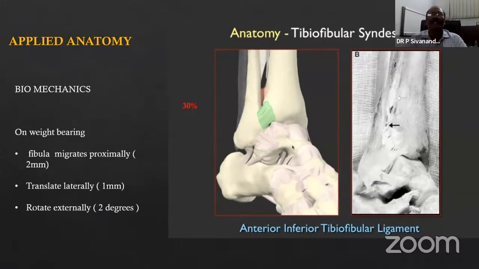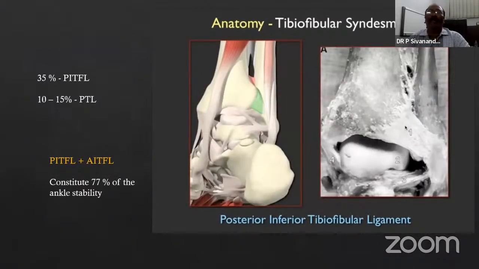Once you are seeing these ligaments, the anterior inferior tibiofibular ligament is the most important ligament on the anterior side, connecting these two bones, and its contribution to stability is 30%. Another important ligament lying on the posterior side is the posterior inferior tibiofibular ligament, the strongest ligament, attached to the posterior malleolus and the posterior tubercle of the fibula. Its strength is about 35%, but it is supported by the inferior posterior transverse ligament. Combined together, it comes to around 50%.